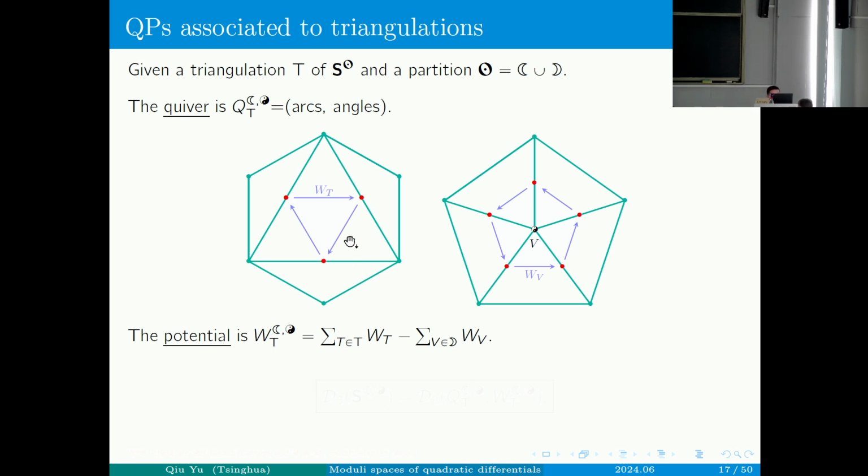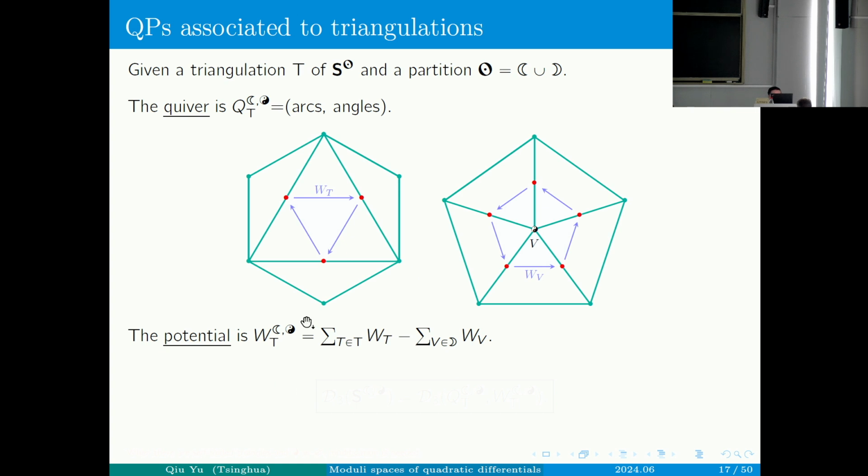Yes, of course. So in each triangle, you have a clockwise 3 cycle, and around each puncture, you will have an anti-clockwise cycle. Because in each triangle it is clockwise, here it is anti-clockwise. And then, that is the quiver.